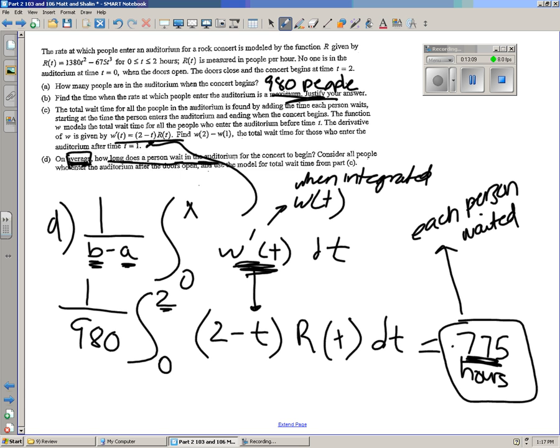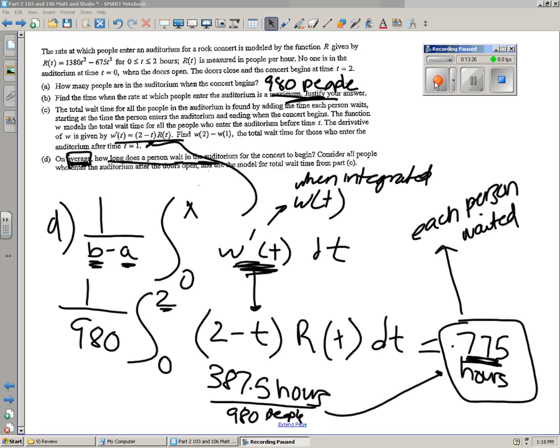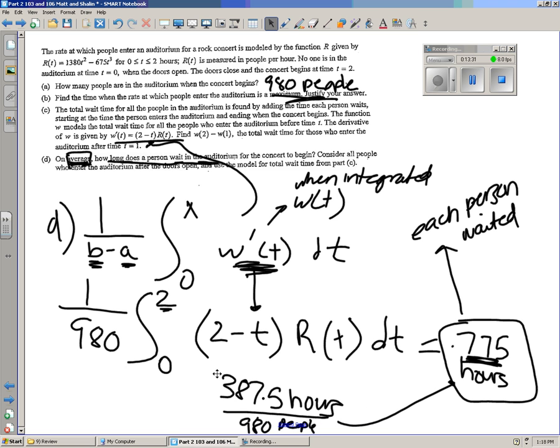So in another sense, you can look at it being from C, 387.5 hours total divided by 980 people. Guys, scratch what I just said. I forgot that 387.5 was the total wait time from 1 to 2.